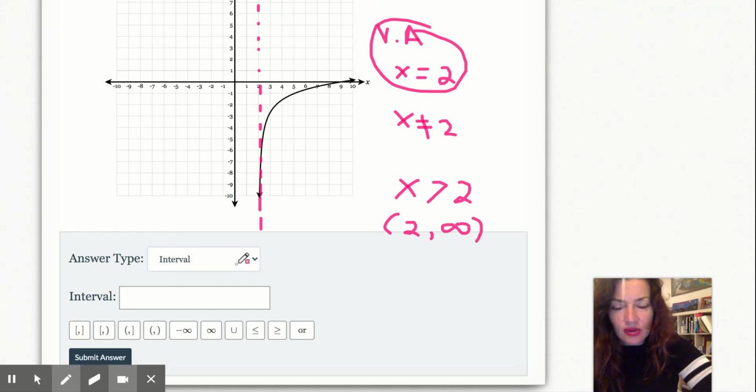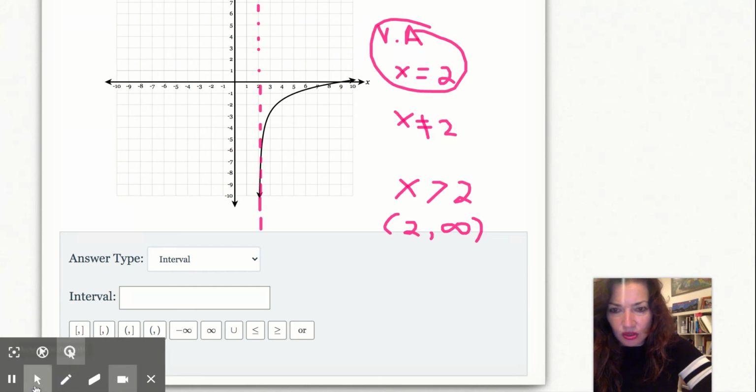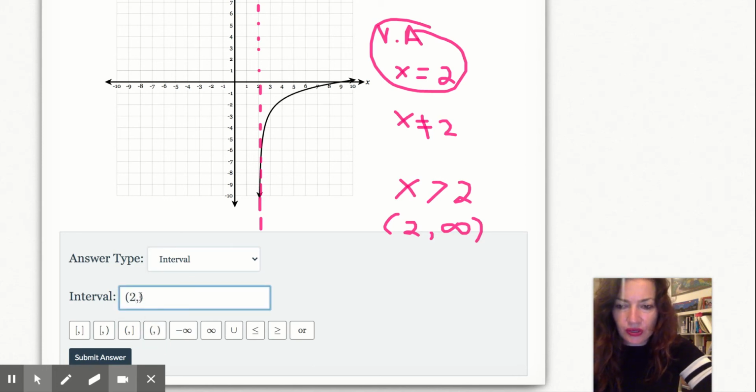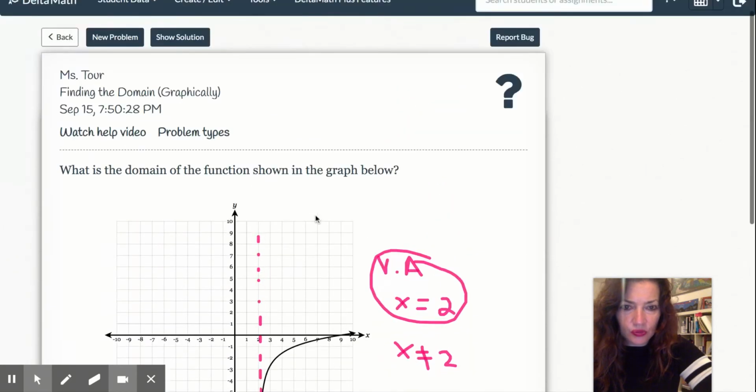So let's go ahead and see how we would write this using our interval. So I would go ahead and write, see the way they would like us to write this. So I would write 2 in rounded brackets, starting at 2 and going to the right to infinity. Okay, let's go ahead and see what happens when we submit this.